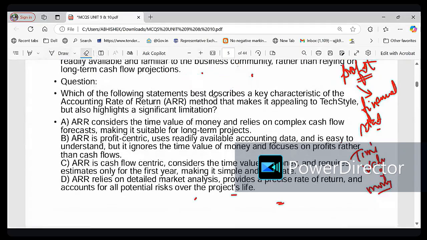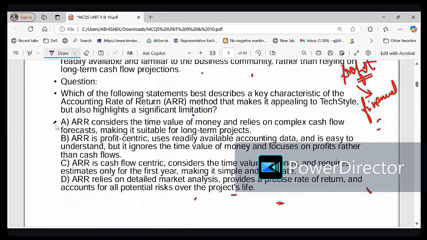Option A says that ARR considers the time value of money. Do you think it is correct? No. ARR does not consider time value of money. This is incorrect. So option A is incorrect. What about option B? ARR is profit centric, uses readily available accounting data, and is easy to understand, but it ignores the time value of money. Exactly. This is the correct answer.